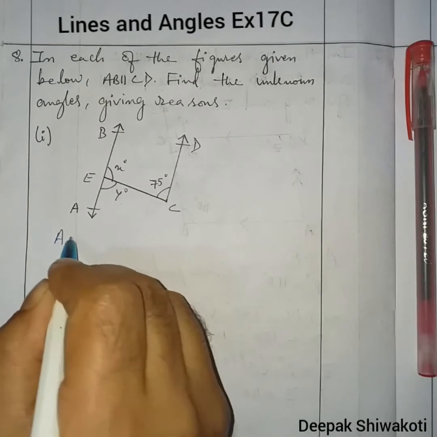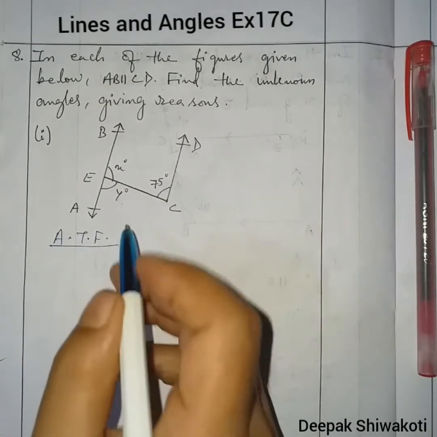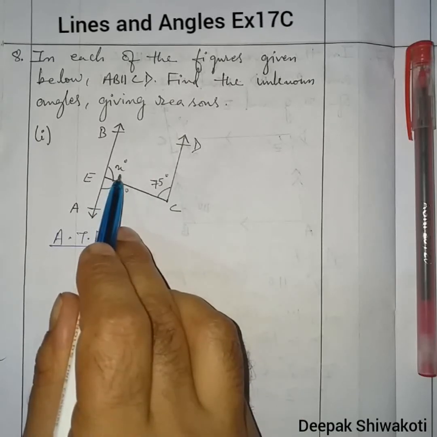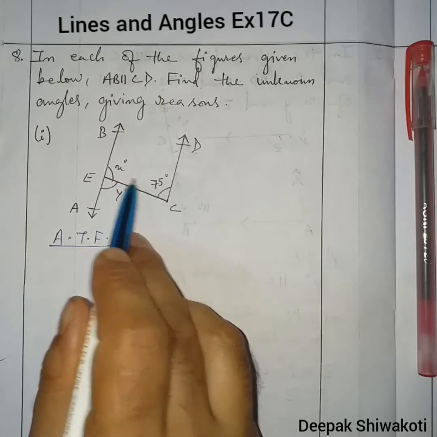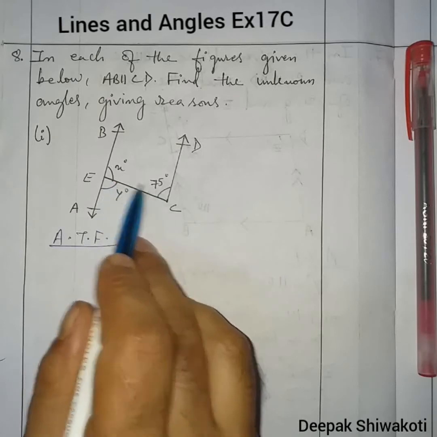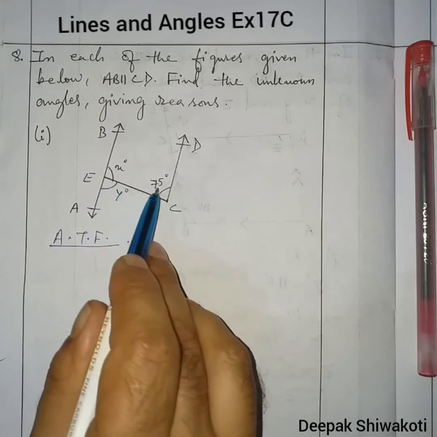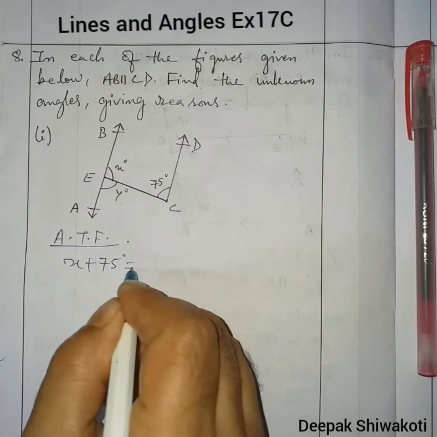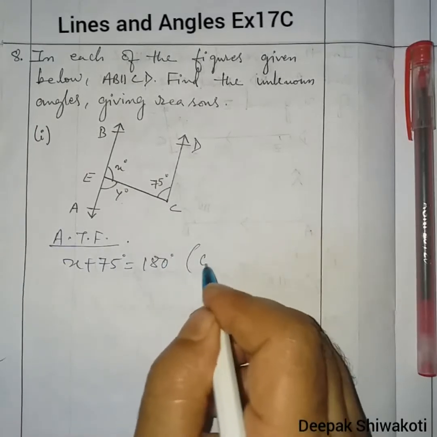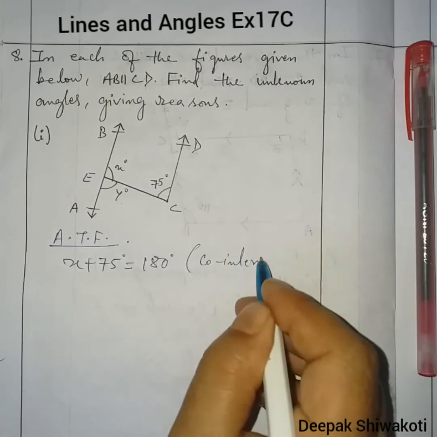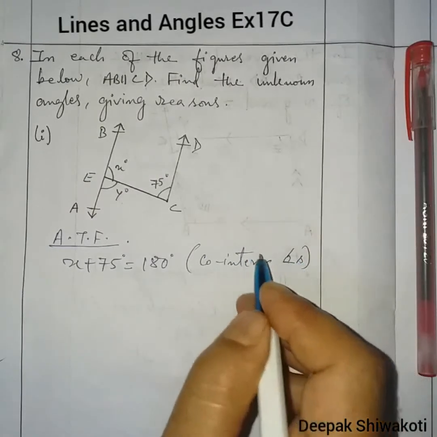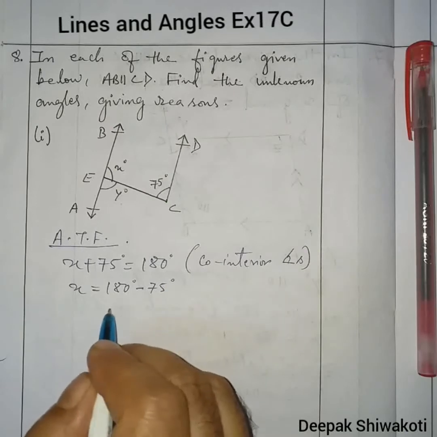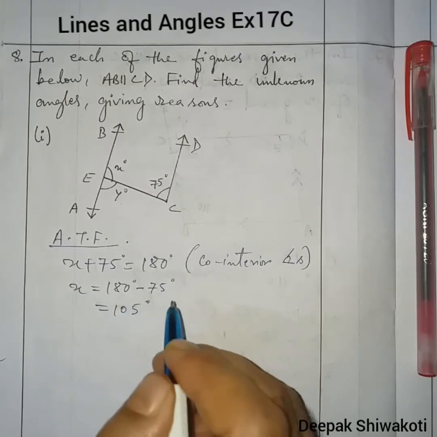According to the figure, X plus 75 degrees gives us 180 degrees, because these two angles are co-interior angles. The sum of co-interior angles is equal to 180 degrees. So we can write X plus 75 degrees is equal to 180 degrees, as these two are co-interior angles. Therefore X is equal to 180 minus 75, which is equal to 105 degrees. X we have found.